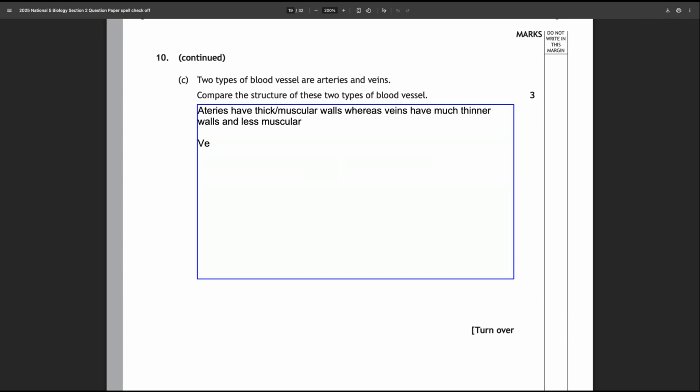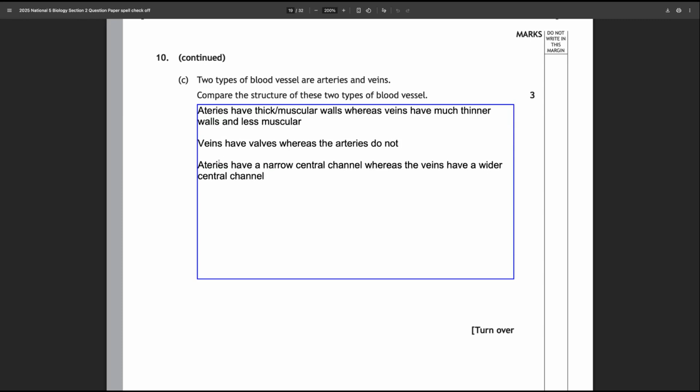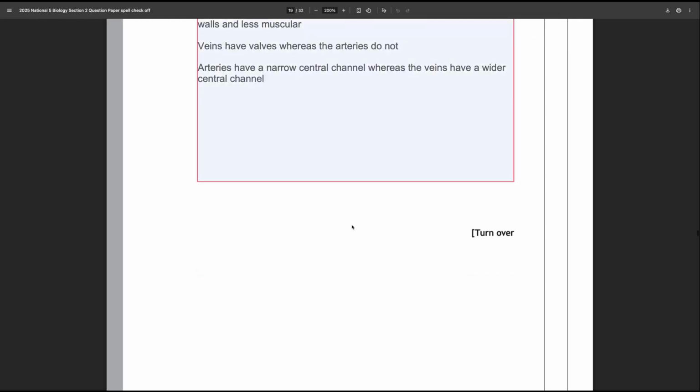You could say that the veins have valves, whereas the arteries do not. And notice how I'm always saying whereas, and I'm making it a comparison statement. You could say that the arteries have a narrow central channel, whereas the veins have a wider central channel. Okay, so something along those lines would be good enough to get you the mark there. And if you get all three, you get all 3 marks.